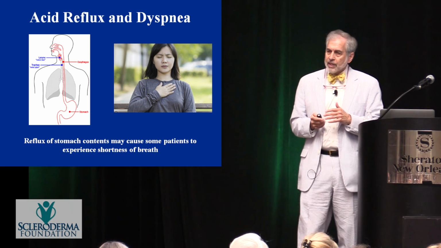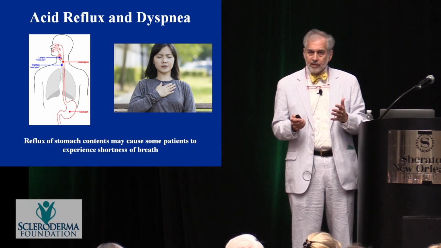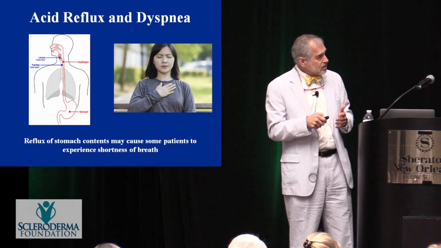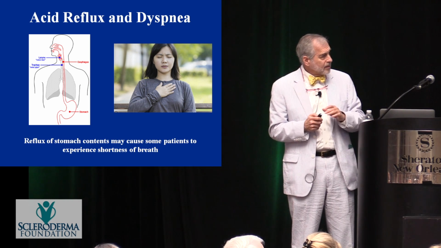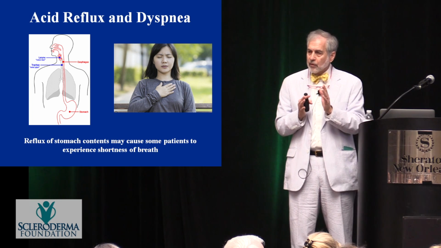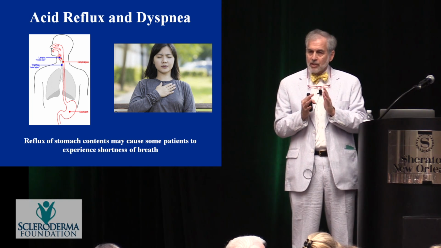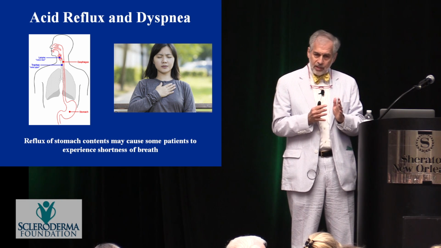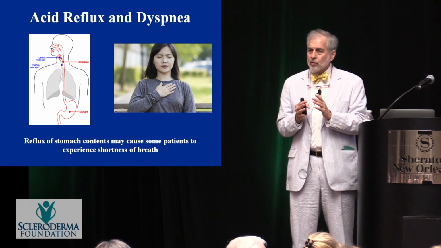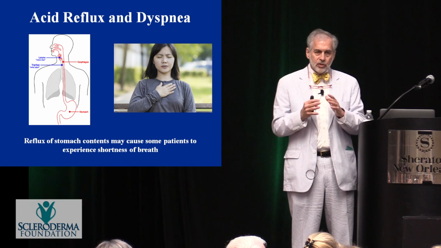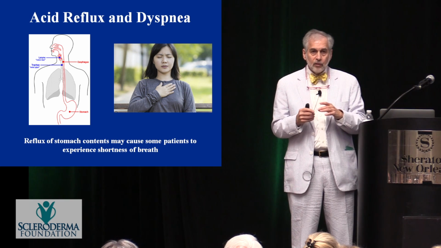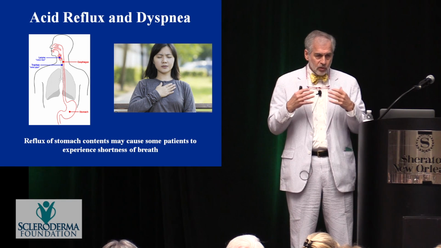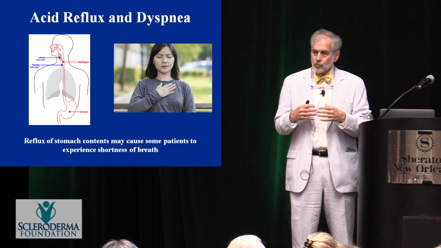Another factor is reflux, which is so prevalent among our patients with scleroderma. The slide on your left, the diagram, shows you the very close relationship between the esophagus and your airways. And so we know that in our scleroderma patients, the lower esophageal sphincter doesn't function normally. The peristalsis in the esophagus is reduced.